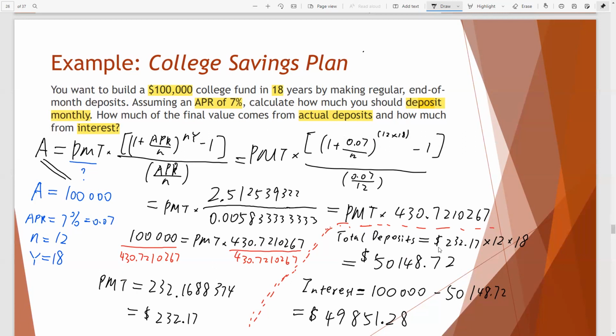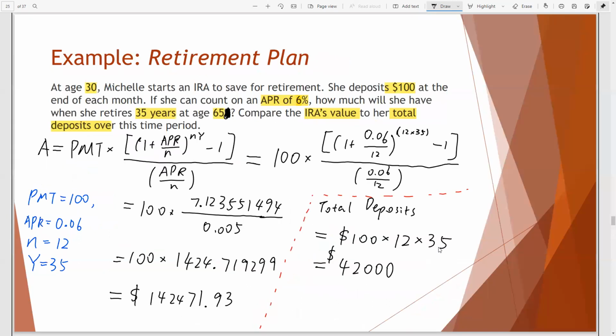Okay, so that portion, right? Total deposit is 50,148, and the portion from interest is 49,000. So almost half, right, is from the interest. Last question, because it's a longer term, even though with lower interest rate, we can see the larger portion is on the interest, right? Almost 2/3 of the portion. Only a little less than 1/3 of the total is from the deposits, or more than 2/3 of the portion gives us interest.